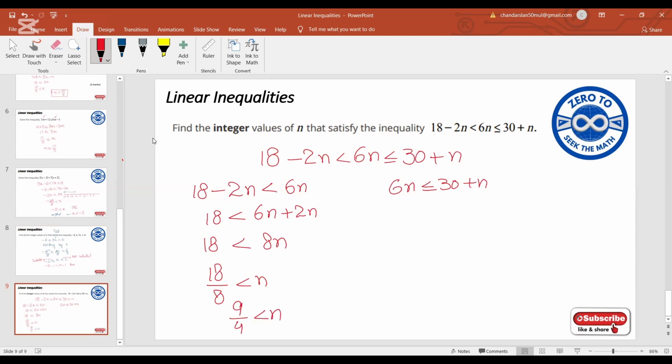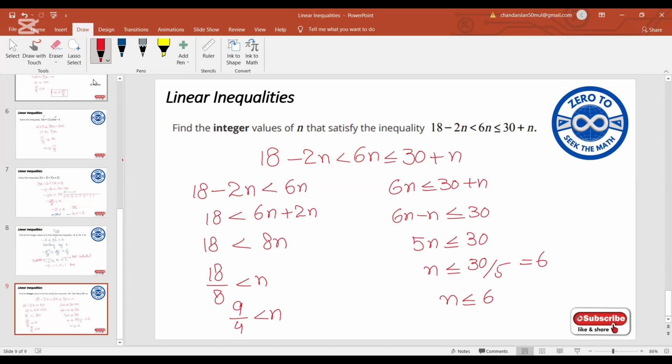Okay, so on this side we have 6n and the n will come over here and it will be minus n, less than or equal to 30. So we got 5n is less than or equal to 30, and n will be less than or equal to 30/5. So the answer will be 6. So n is less than or equal to 6.